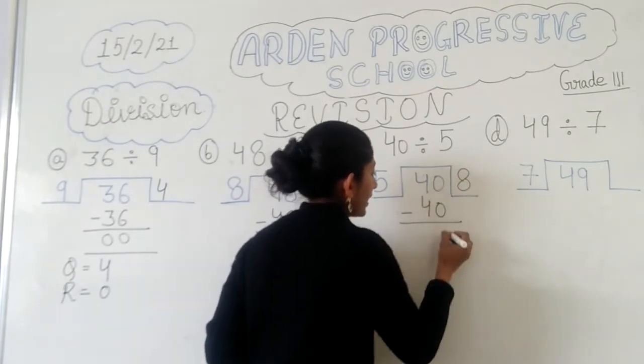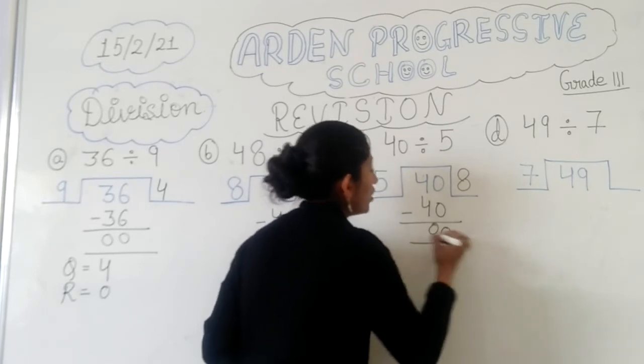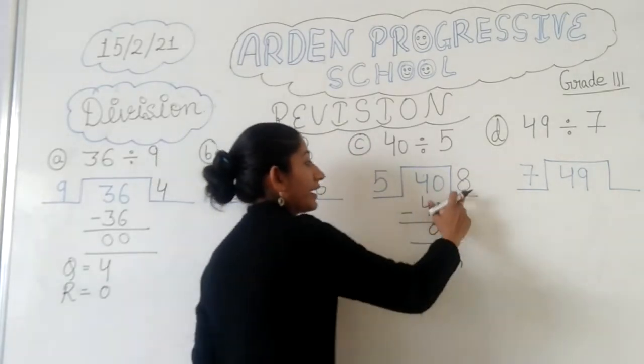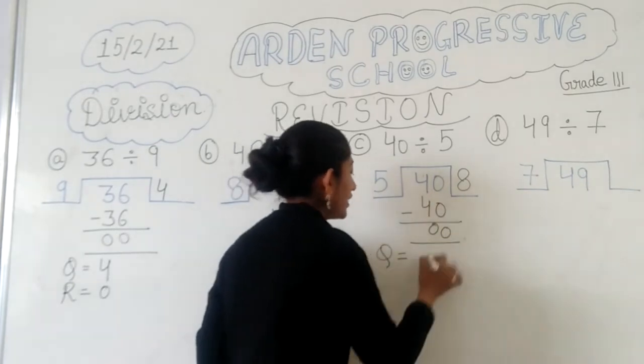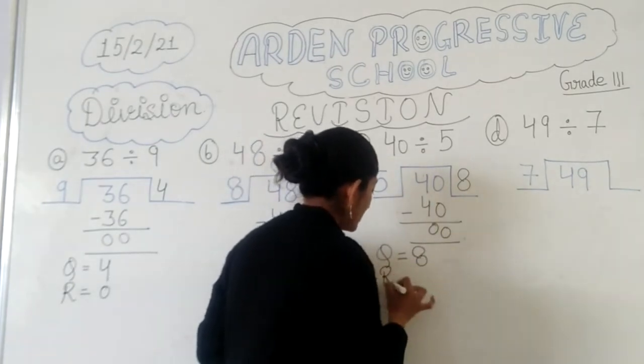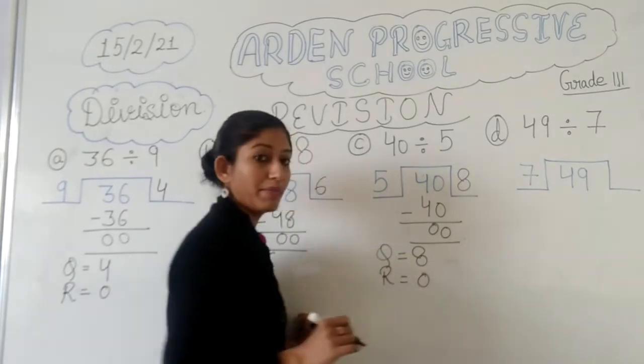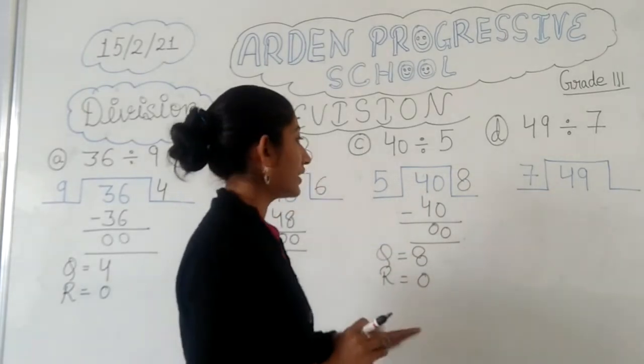Then minus, what are we getting? We are getting 0. So what is the answer? 8 is the answer of the division. And if we say what is the quotient? So 8 is the quotient. What is the remainder? 0 is the remainder. Now let's solve another one.